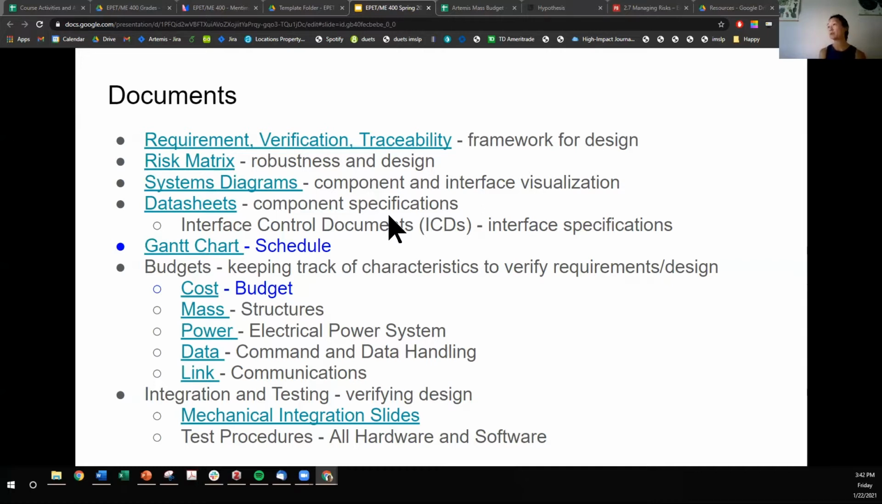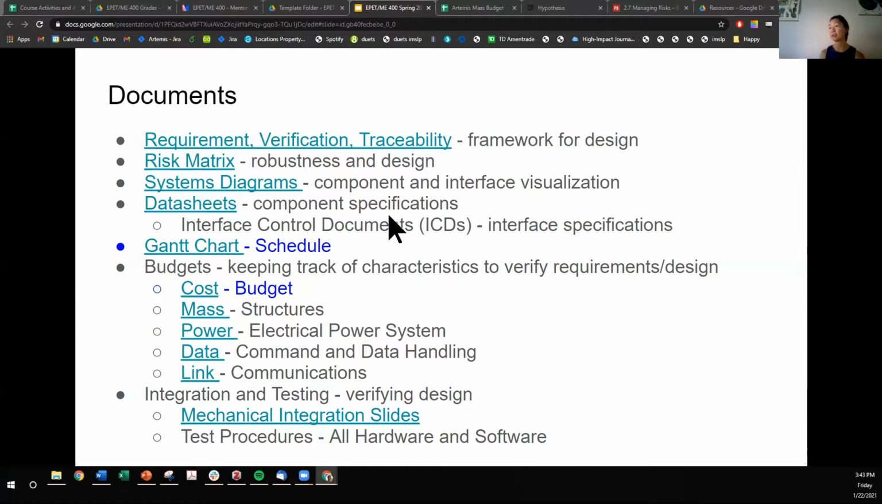Then there's something called a risk matrix, which I will go through today. And this is to ensure robustness in your design. There are things called system diagrams, which are a way to visualize the way components and interfaces are laid out. There are things called data sheets, which specify component interfaces and performance. There are things called Gantt charts, which offer a schedule.